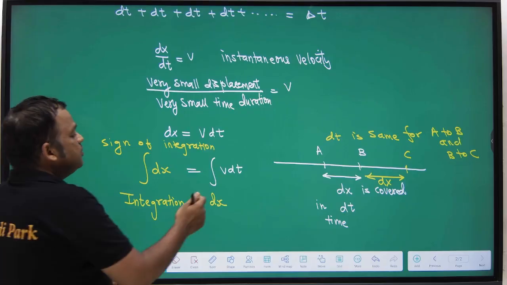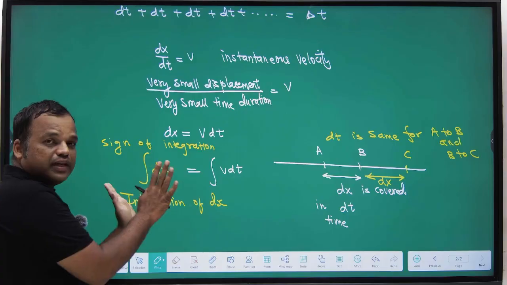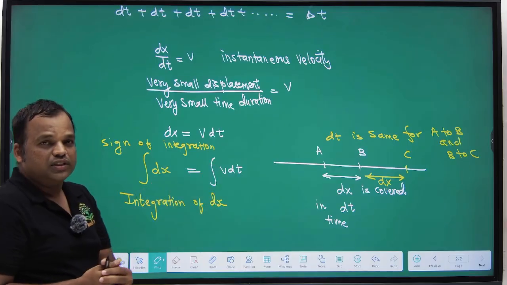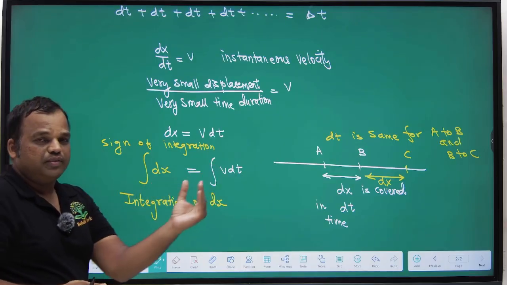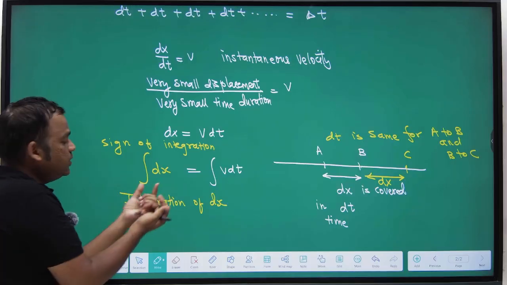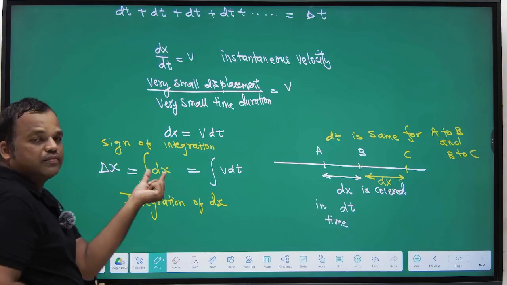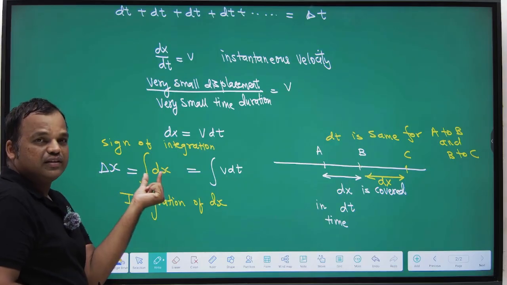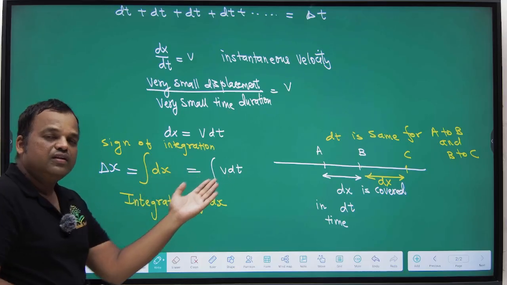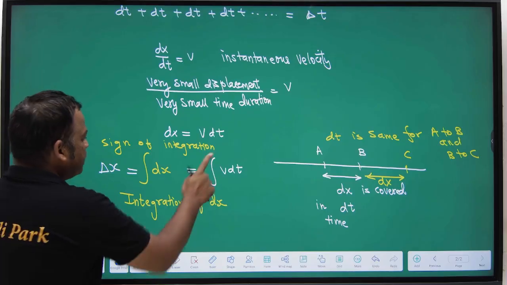But how to solve it now? What is next after this? It is fine that integration of dx means we are adding small changes in position, that means small displacements, and that will be equal to the total displacement. That also we know, so I can write it as delta x. This is the total displacement. But how to calculate this? Here comes the formula. So what is the formula to calculate this?